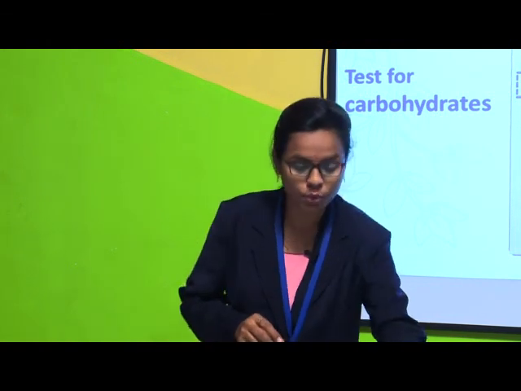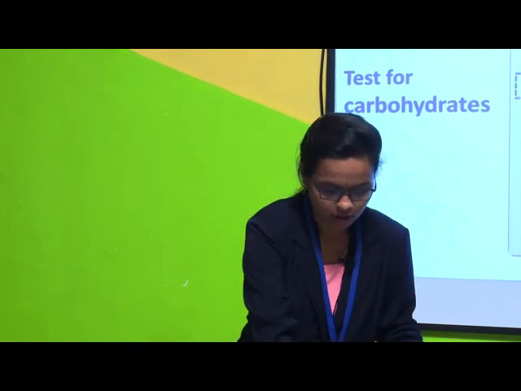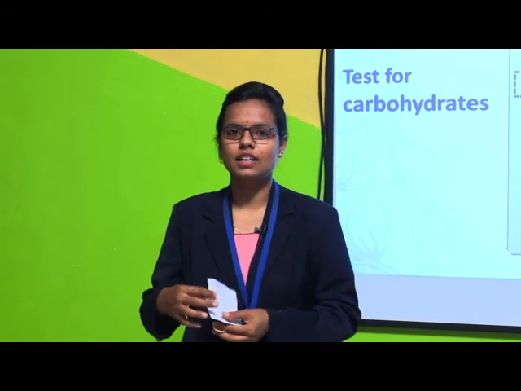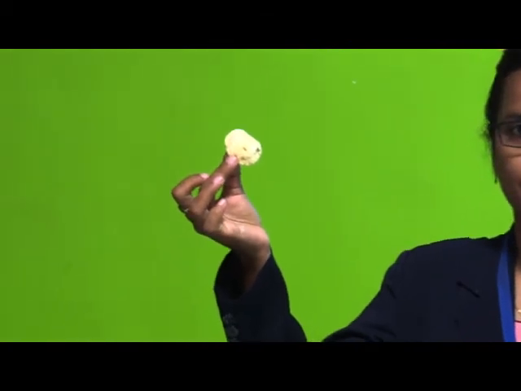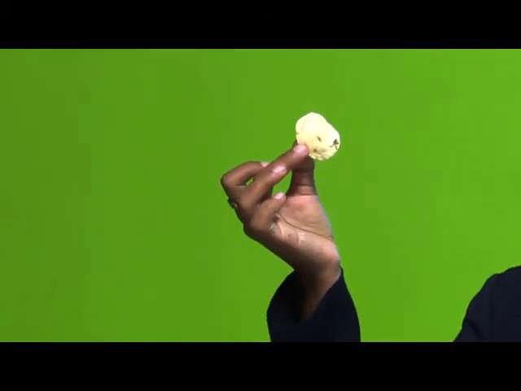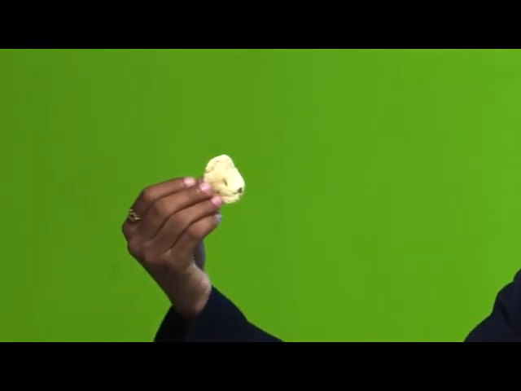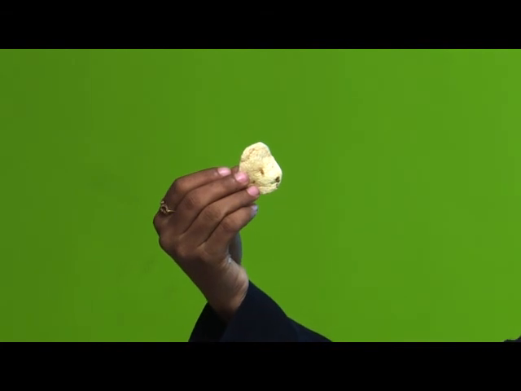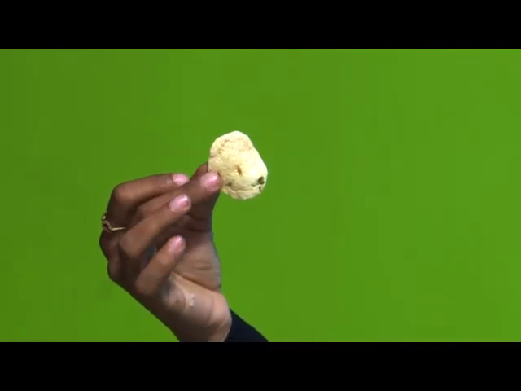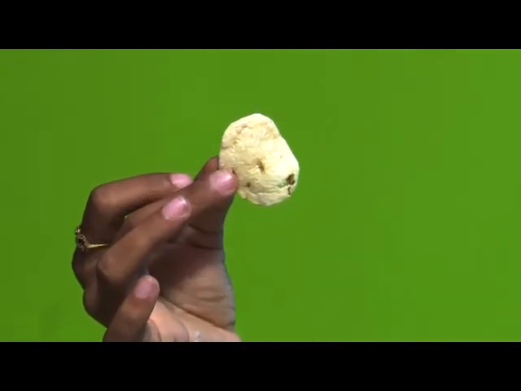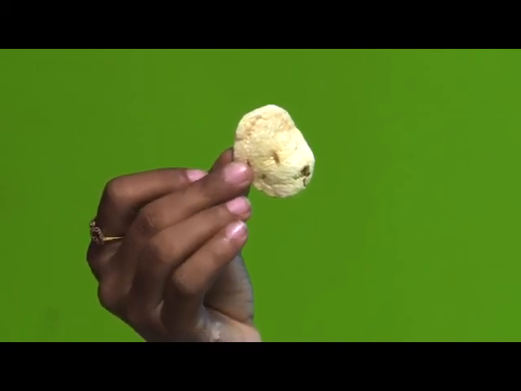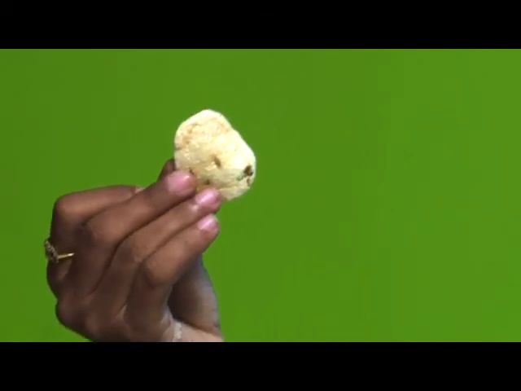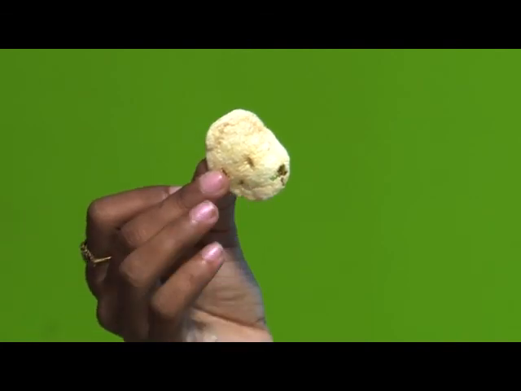To perform the test of fats, we need to take a tissue paper, and then we also need to take chips. Chips are fried. As you know, it is fried, it means we used a lot of oil in this. So, to perform the test, we require the potato chips and the tissue paper.